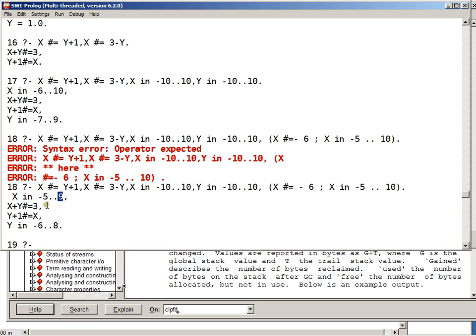And for y, previously we had y between minus 7 and 9. Now y is minus 6 to 8. Okay? So now I want you to think of the following thing. We are creating a search tree. We are creating alternatives. So I'm giving an alternative here. Now I'm going to go here and create a new alternative.